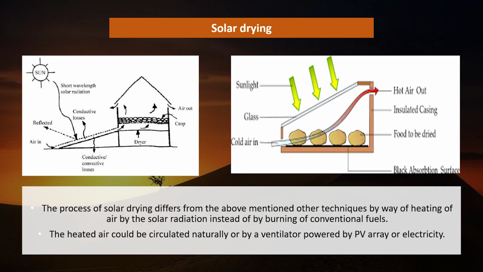Buoyancy is a very well-known concept and phenomenon: hot air always goes up. The heated air could be circulated naturally or by a ventilator powered by a PV array or electricity. We use some photovoltaic modules to supply the electricity to run the fan, and with this fan the hot air can be circulated. In these two diagrams we have tried to explain solar drying.